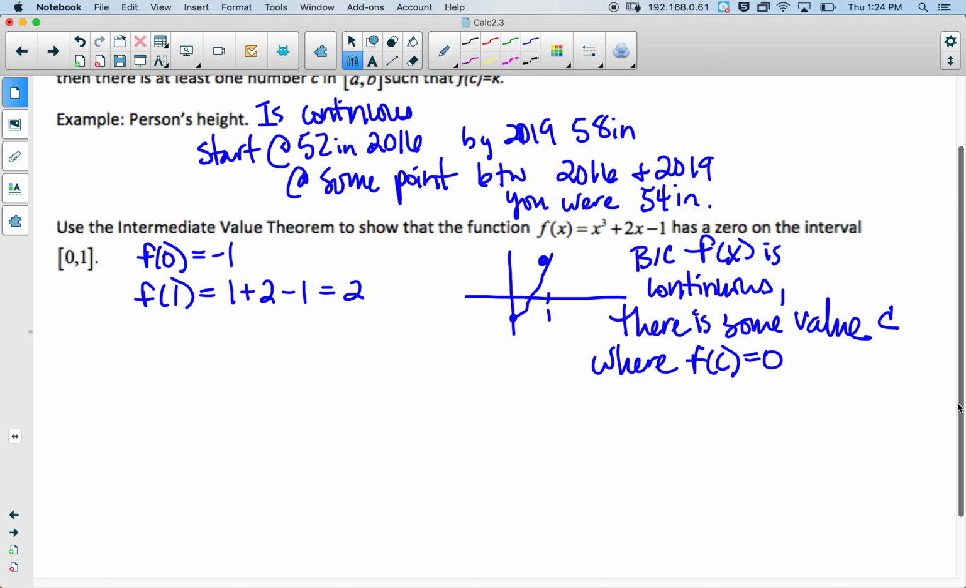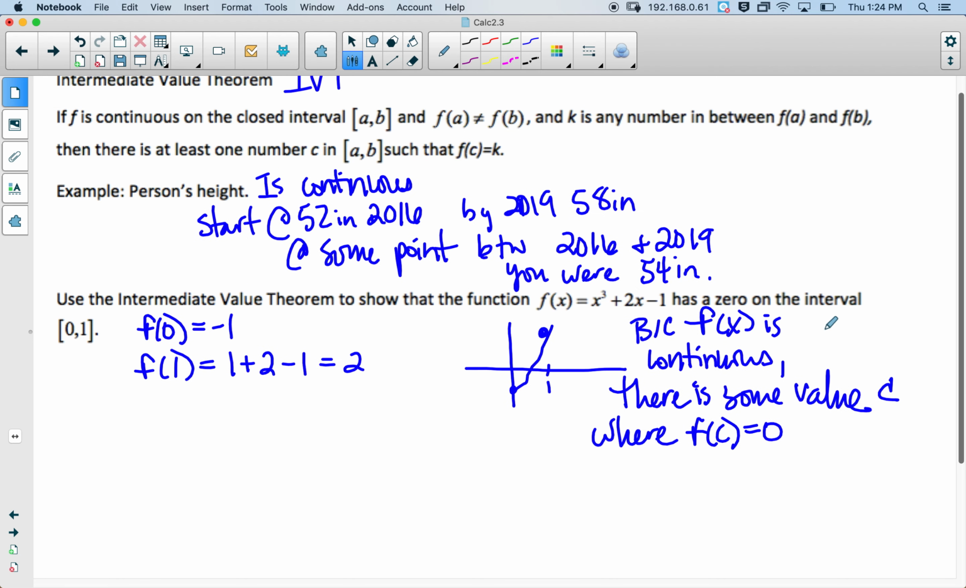Okay, so that's the intermediate value theorem. This wraps it up for section 2.3. Thank you.